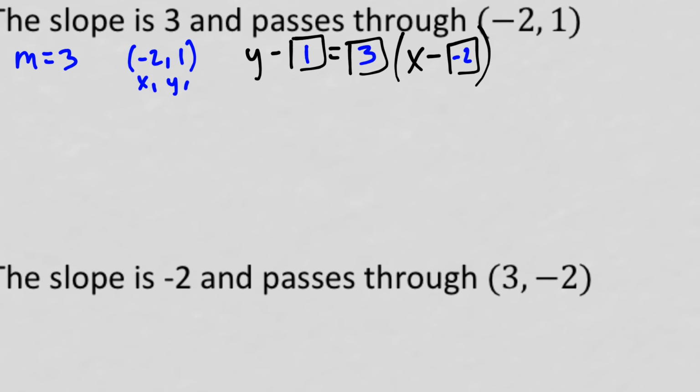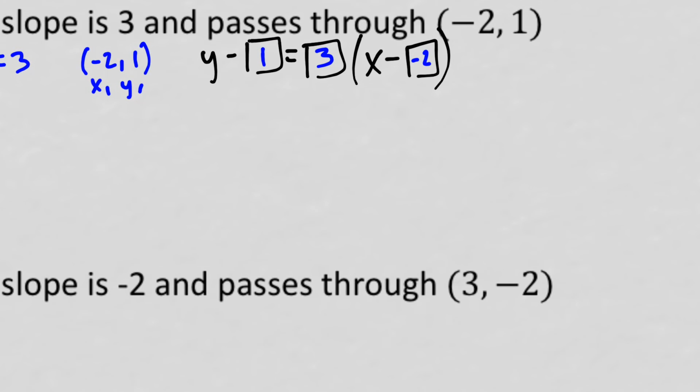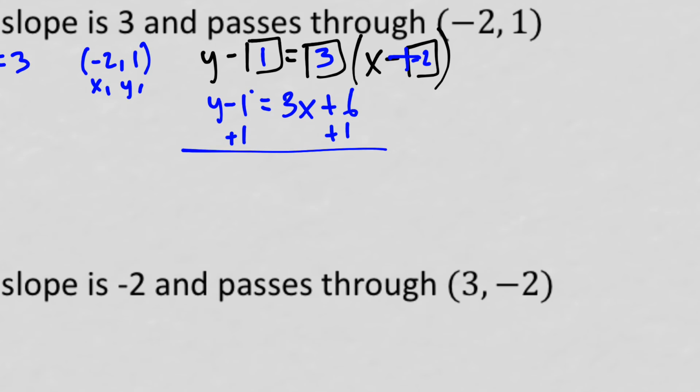Distribute and solve and you're done. Isolate the y to put it in slope-intercept form. So it's going to be y minus 1, let's clean it up, equals 3 times x is 3x. Here, negative 2 becomes positive 2, right? So this is really plus. So it's 3 times 2, which is 6, so plus 6. We're going to add the 1 to cancel it there, and we're done. y equals 3x plus 7. That's the equation of that line.